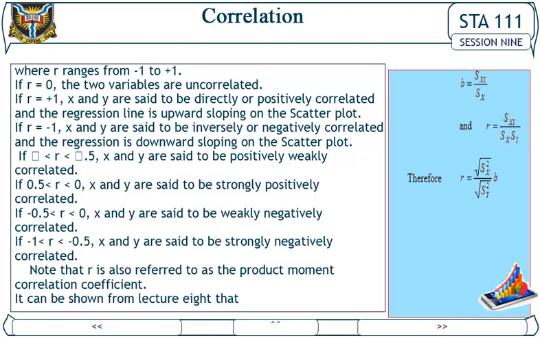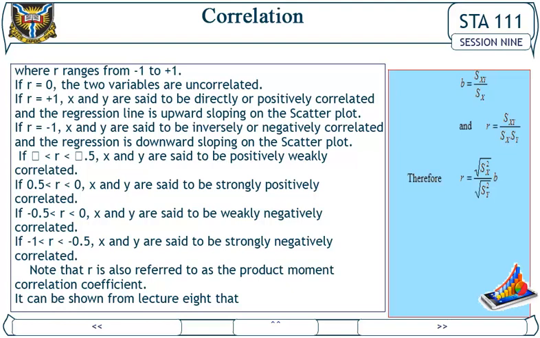If 0 is less than r, less than 0.5, x and y are said to be weakly positively correlated. If 0.5 is less than r, less than 1, x and y are said to be strongly positively correlated. If -0.5 is less than r, less than 0, x and y are said to be weakly negatively correlated. If -1 is less than r, less than -0.5, x and y are said to be strongly negatively correlated. Note that r is also referred to as the product moment correlation coefficient.